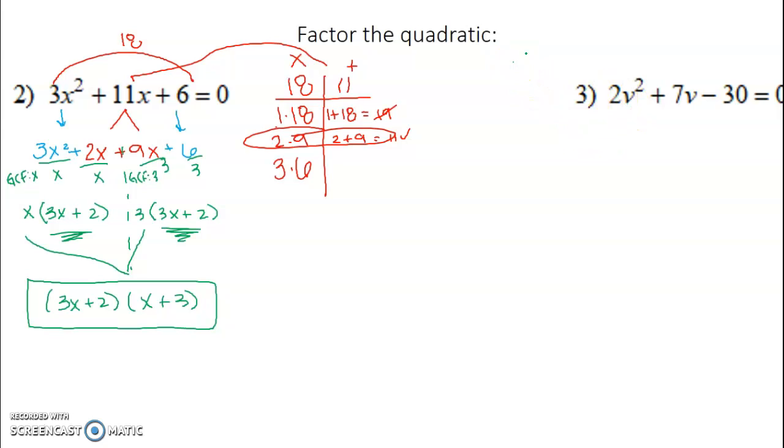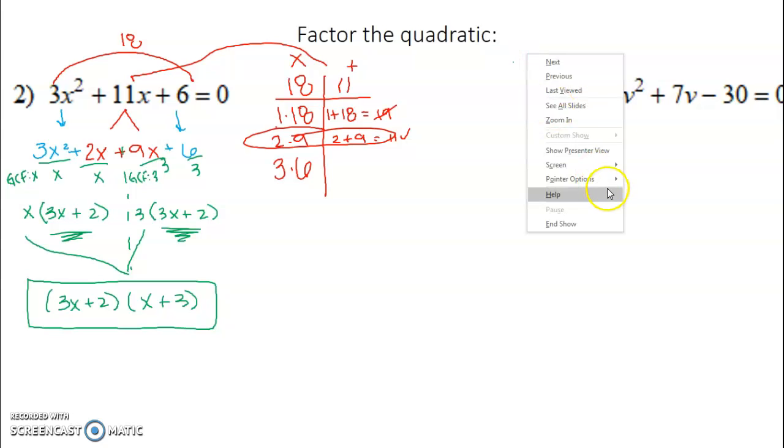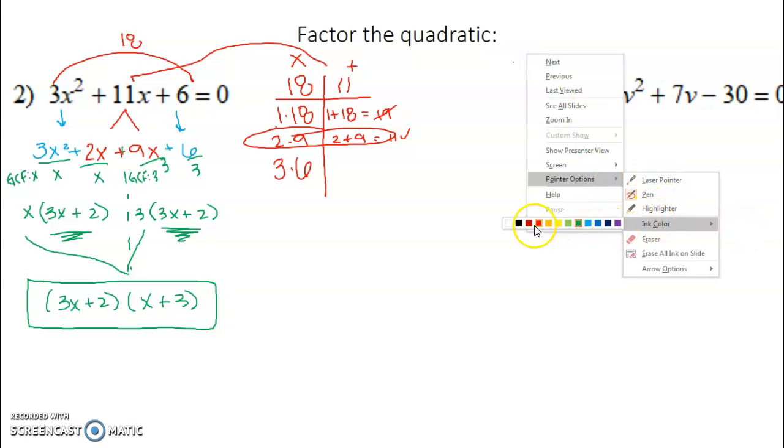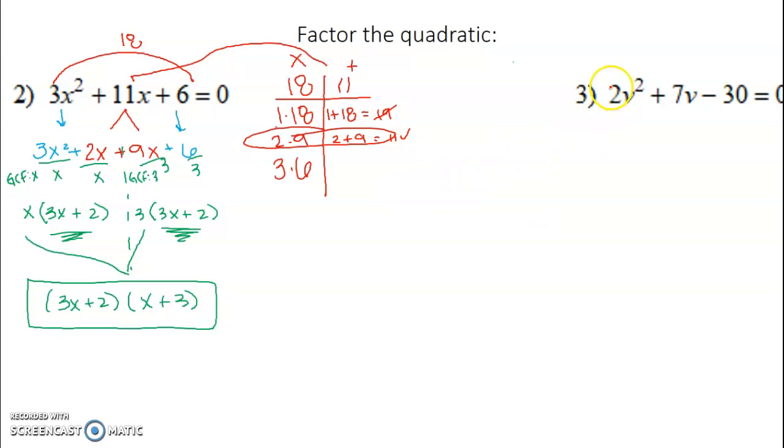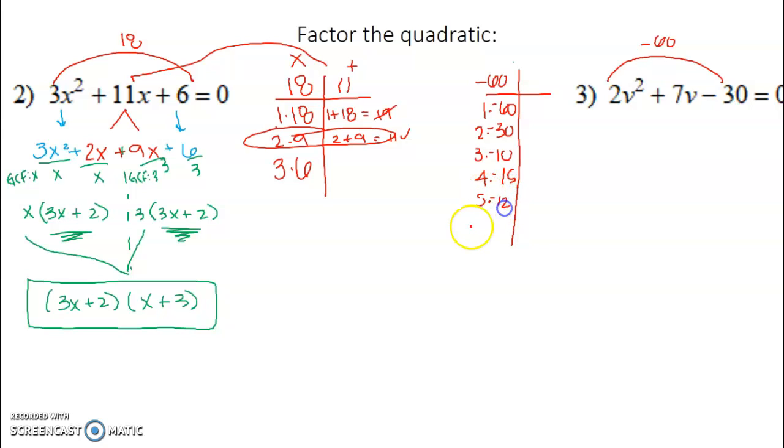For this one, I'm going to start by multiplying. Two times negative 30. That's negative 60. So I want numbers that multiply to negative 60. 2 and negative 30. 3 and negative 20. 4 and negative 15. 5 and negative 12. 6 and negative 10. Oops, this should be negative 20. Alright, and I need them to add to 7.